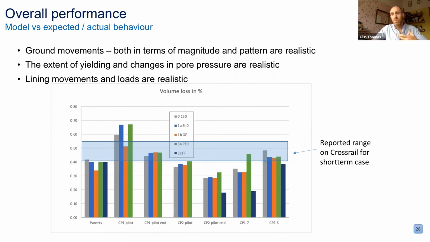If you take volume loss, which is a crude metric, but it's a gauge. I've plotted here the volume losses associated with some of the different models, and you can see they compare quite well with the range of volume losses that are reported for other, similar tunnels on Crossrail, so 0.4 to 0.55% volume loss.